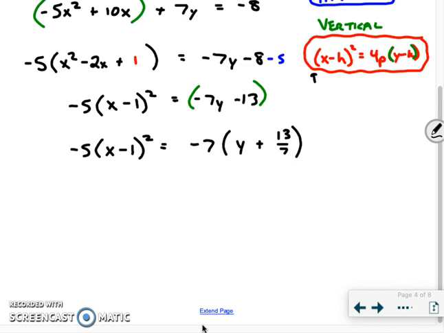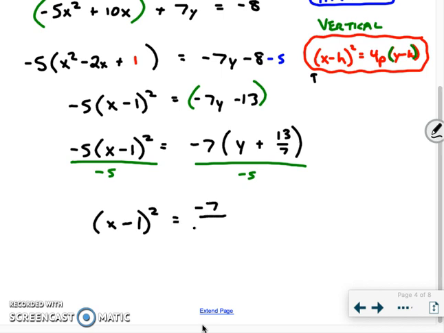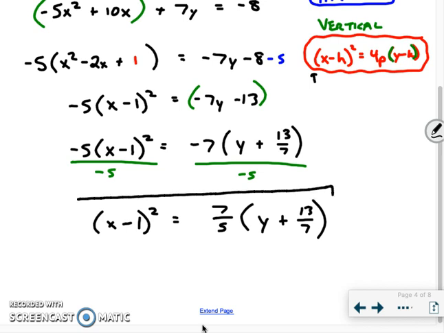But remember, we don't have to graph this. We don't have to sketch this. We just have to put this in the proper form. So our final move is going to be to get rid of this -5 by dividing both sides by -5. So on the left side, we have exactly what we want, x minus 1 squared is equal to, and on the right side, what we really have is -7 over -5 times the quantity y plus 13/7. I can only hope that we're recognizing that -7 over -5 is going to turn out to be positive 7/5, and this would be our final answer.